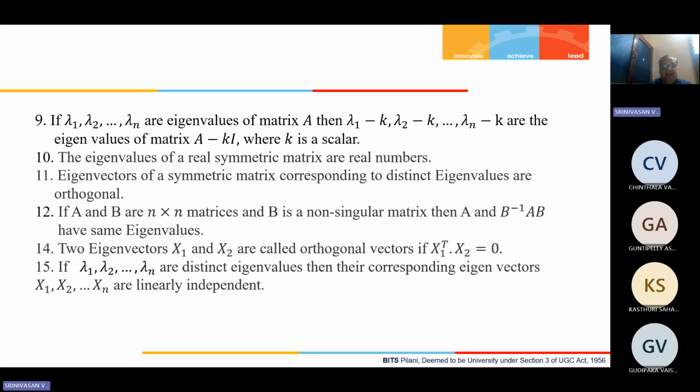So that definition is coming here in 14. So here you have a connection. Just look at two eigenvectors.